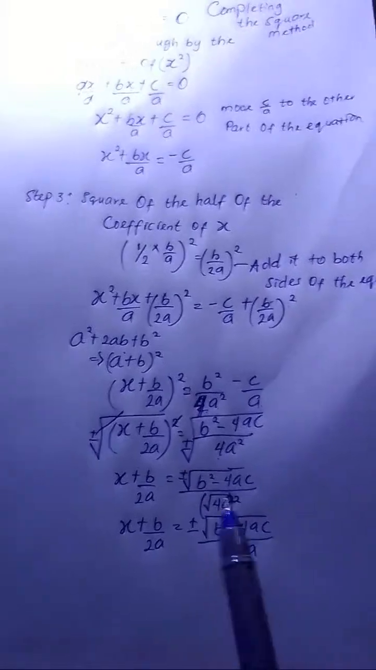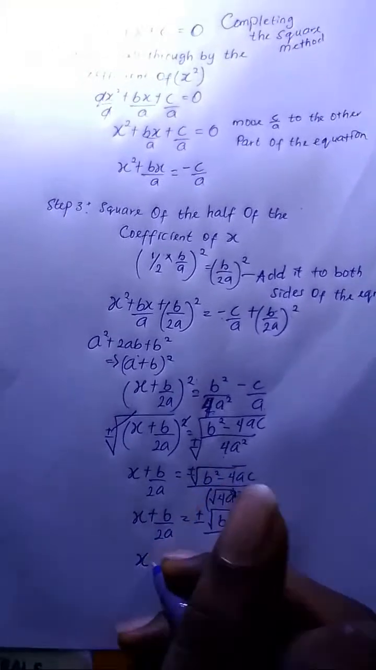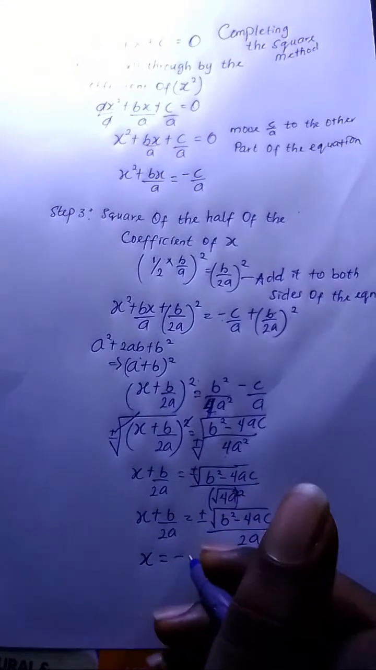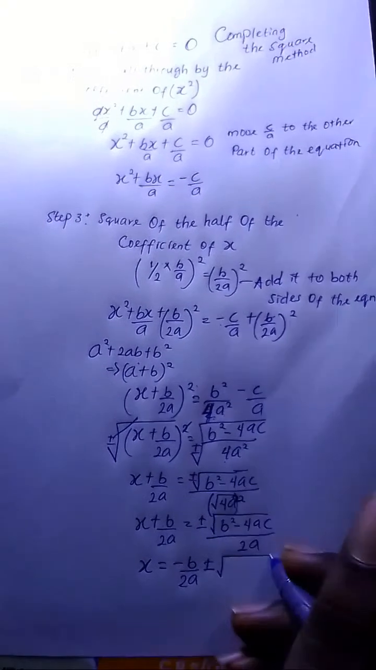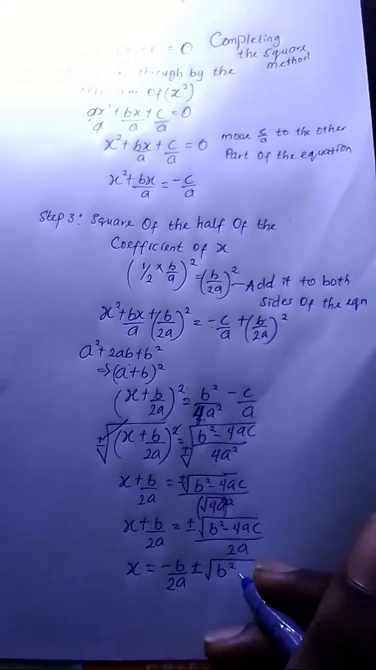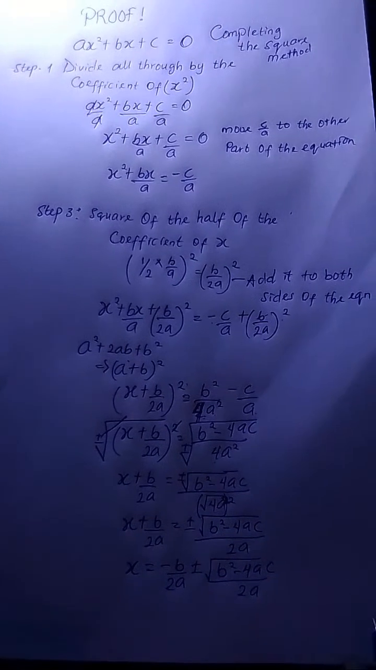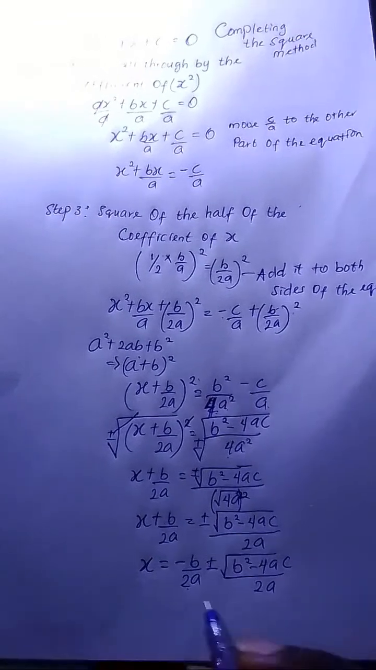Good. So from here we'll move this b over 2a to this side, right? So from here we have x equal to, when plus b over 2a moves to this side, it becomes minus b over 2a plus or minus square root, right, b squared minus 4ac over 2a, right? So from here we can see we have 2a and 2a, so we'll do the LCM.